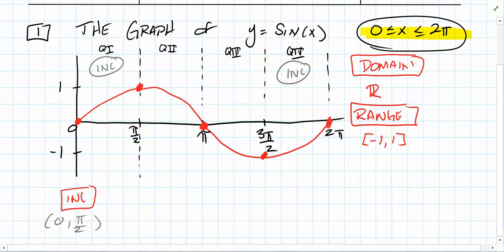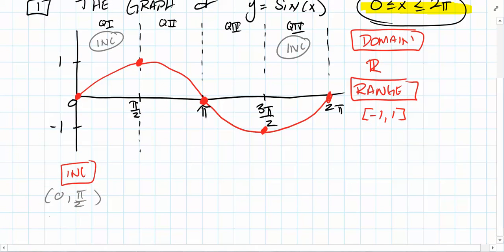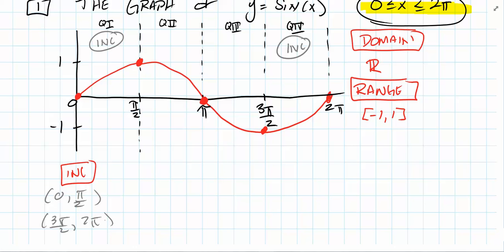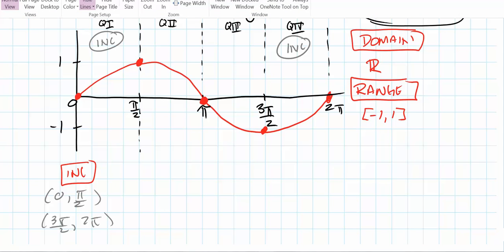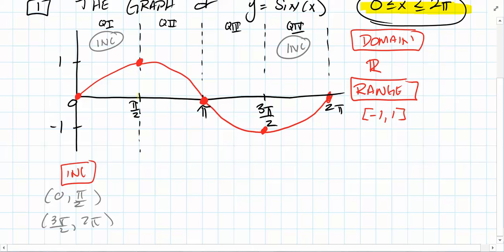And what's the other one? Parentheses 3 pi over 2, comma, 2 pi. Very good. Those are my two increasing intervals, right? There is another interval. There's decreasing. Where is it decreasing? Pi over 2, pi. Okay, so from here to here, these are my increasing intervals.